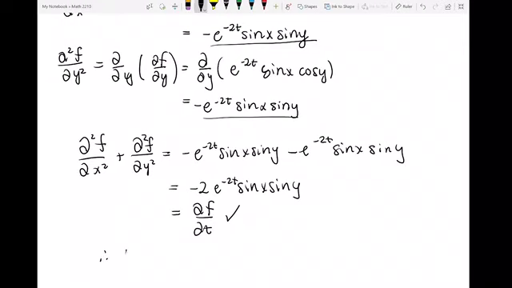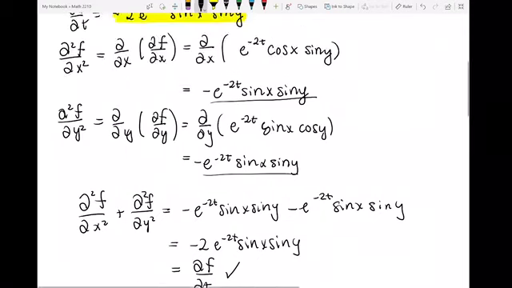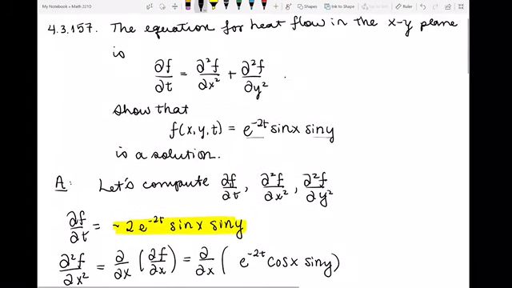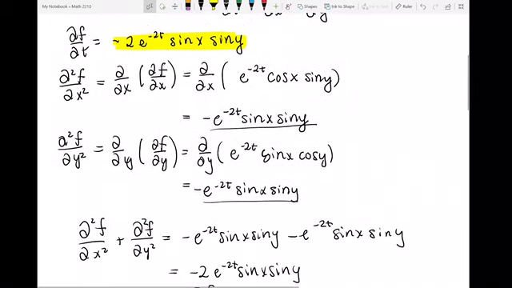Okay, so we would say therefore f is a solution. Pretty straightforward there, how to do those problems. You just take those derivatives that show up in the equation and then you plug them into the equation to verify that it holds. Make sure that both sides of the equation are equal.